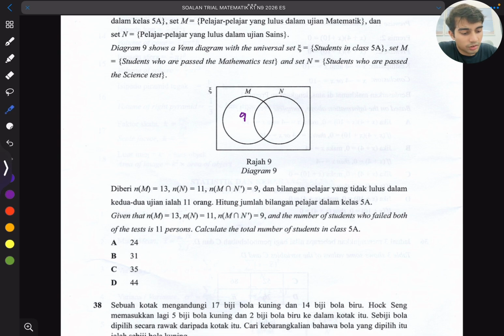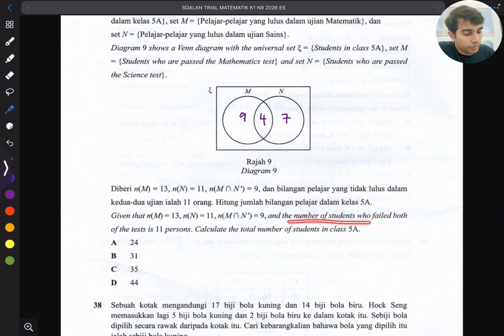Oh, then we can solve this also, because we have n(M) is 13. Total is 13. Here 9 means here must be 13 minus 9, which is 4. Then we can solve this guy also, because n(N) is 11. So this plus this is 11. So 11 minus 4 is 7. Okay, settle.